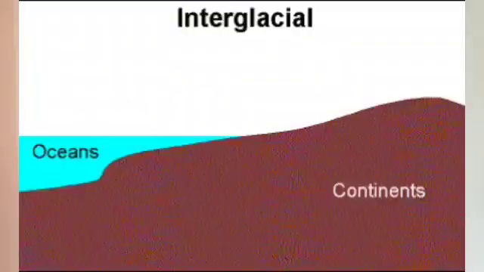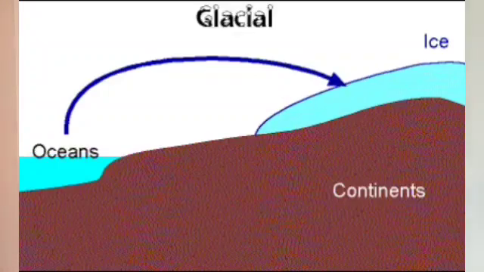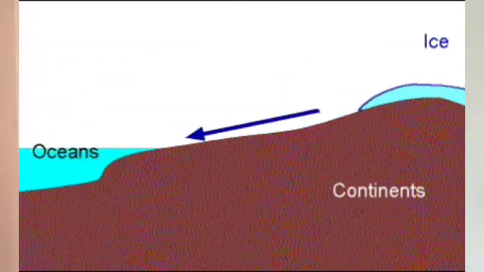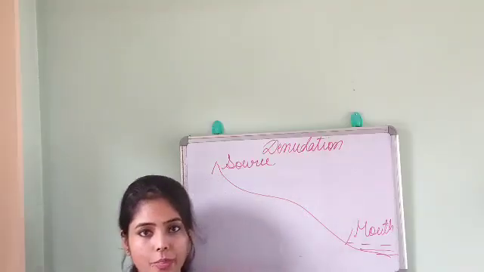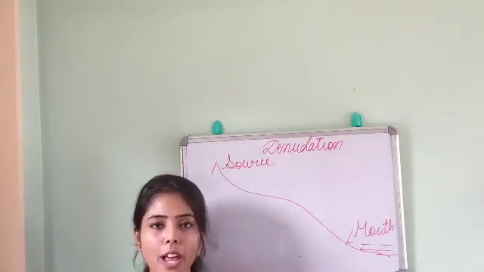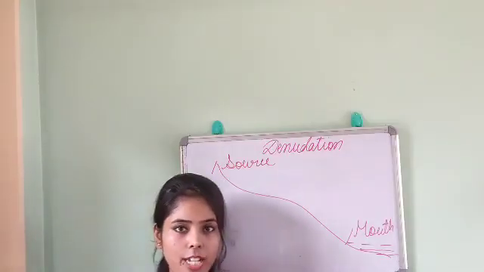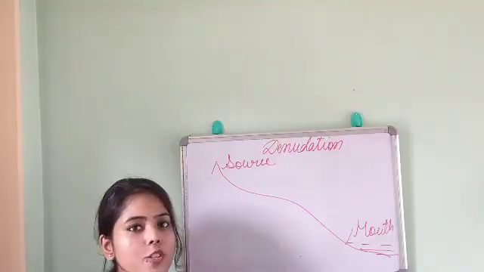So first, the originating point is known as the source, and the meeting point of the river with any other water body like oceans, seas, lakes, is known as the mouth. This is known as the mouth of the river. Now, this whole river, from the originating point to the meeting point, is known as the river profile.